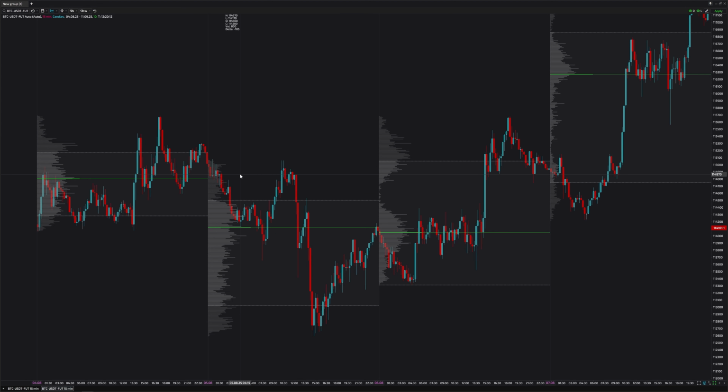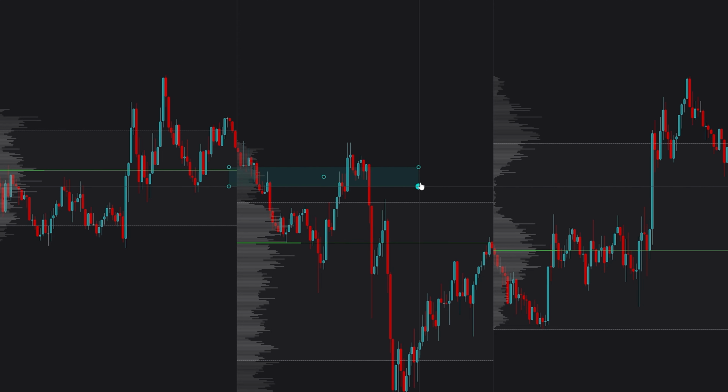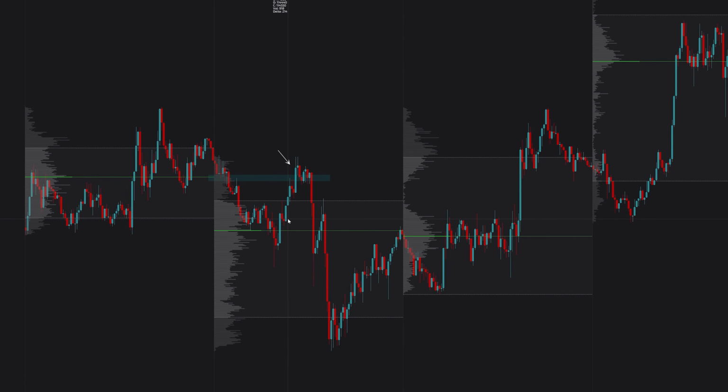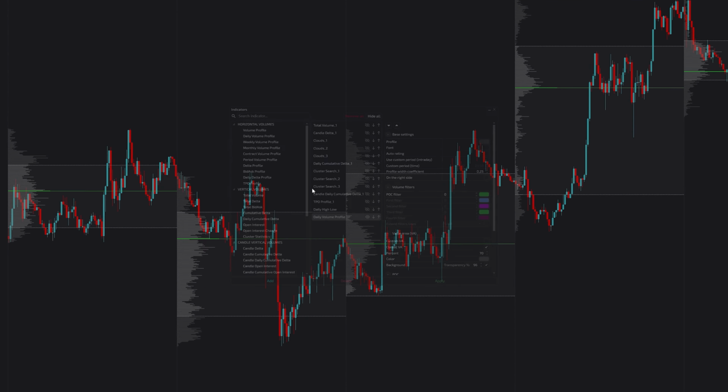Even at a glance, you can see examples of such interactions. For instance, here the POC acts as a resistance level. Price reacts to it and then moves downward. For this video, let's take a straightforward approach.